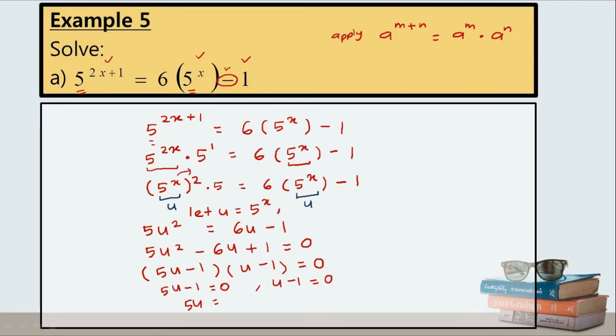5u equal to 1, so u equal to 1 over 5. This one, u minus 1 equal to 0, so u equal to 1. Okay, now we have the value of u. But this question has x. So, we need to find the value of x.